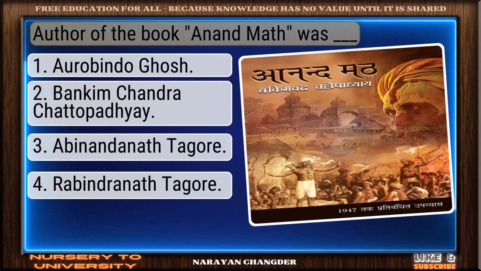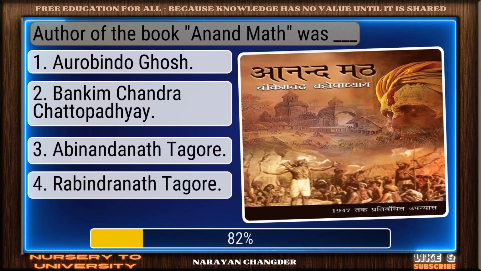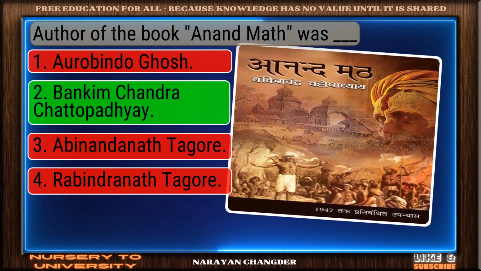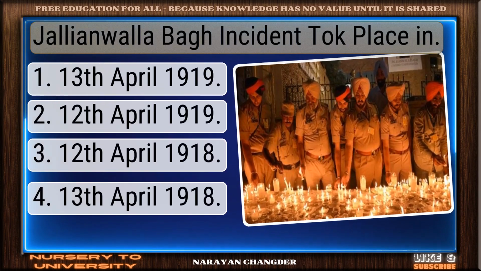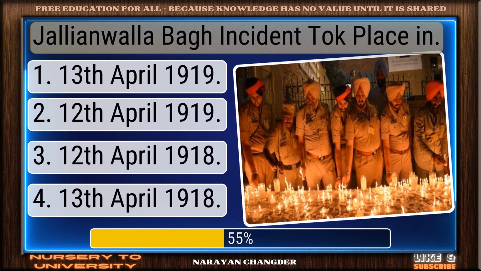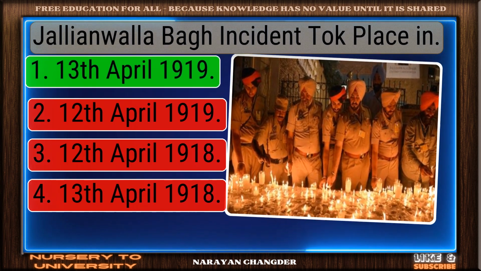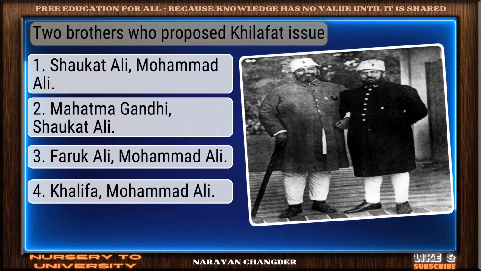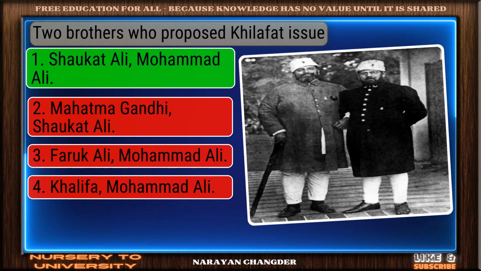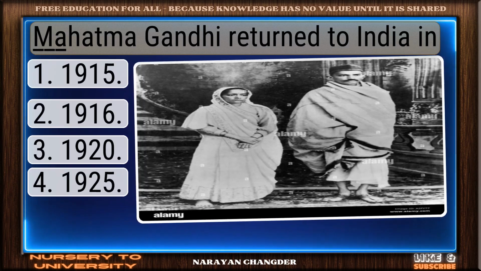Author of the book Anand Math was dash. Smart pick. Bankim Chandra Chattopadhyay is correct. Jallianwala Bagh incident took place in. Correct response. 13th April 1919. Two brothers who proposed Khilafat issue. Great job. Shaukat Ali, Muhammad Ali is accurate.